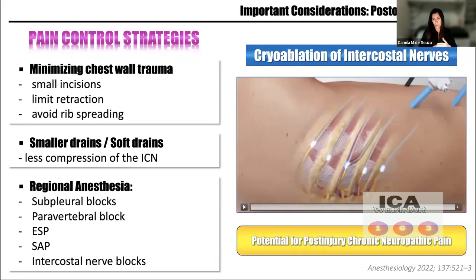The literature is growing. We have already some small RCTs, not just in cardiac, but also after mastectomies and thoracotomies. The preliminary results are promising. We'll see what the future brings. I remain cautiously optimistic about this.